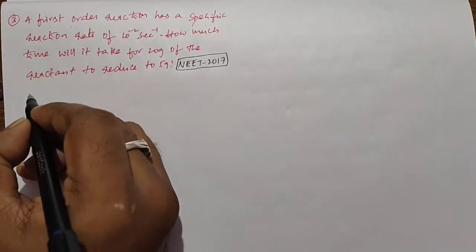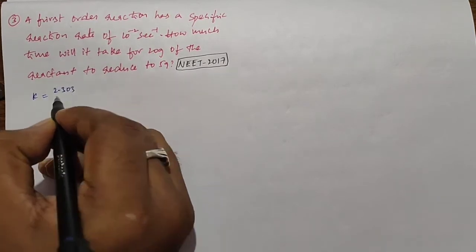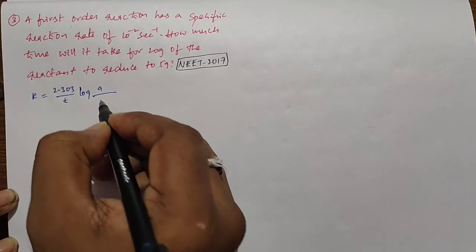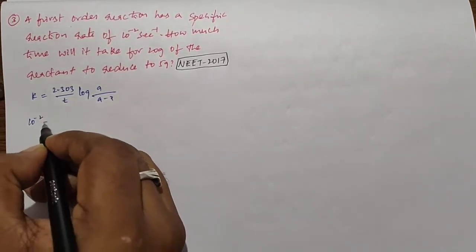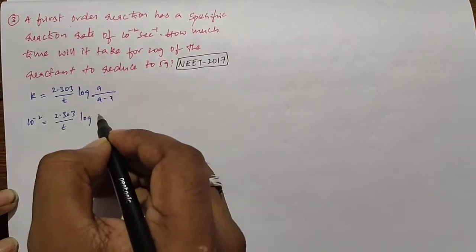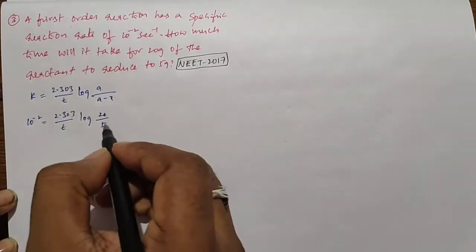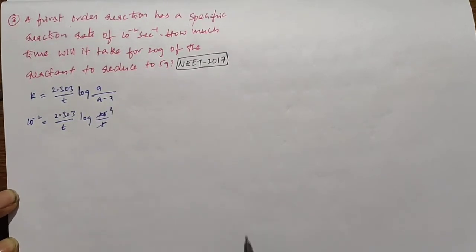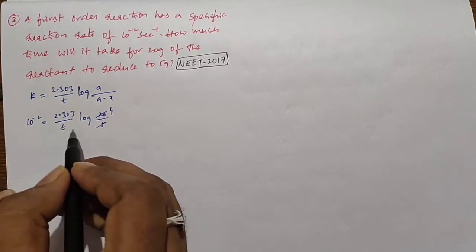So for a first order reaction, when the rate constant is given, k is equal to 2.303 by t into log of a by a minus x. Here k is 10 power minus 2, and 2.303 by t into log of a by a minus x, where a, the initial concentration, is 20 and a minus x is 5. After simplification, 5 can be cancelled 4 times, so log 4, which is taken as 0.6020.